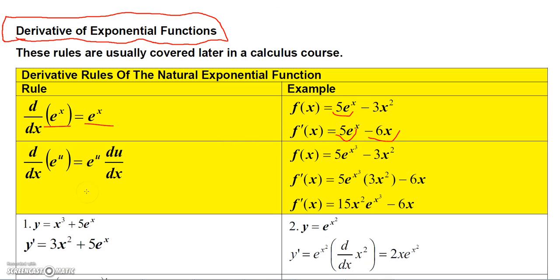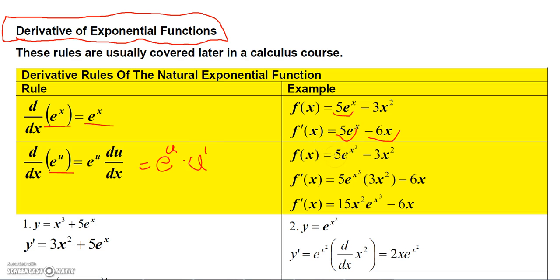Okay, now what if you're taking the derivative of e to the u, where u is some function of x? When you have that, you write that the derivative of e to the u is e to the u times the derivative of u with respect to x. Or if you prefer, you could write that as e to the u times u prime.